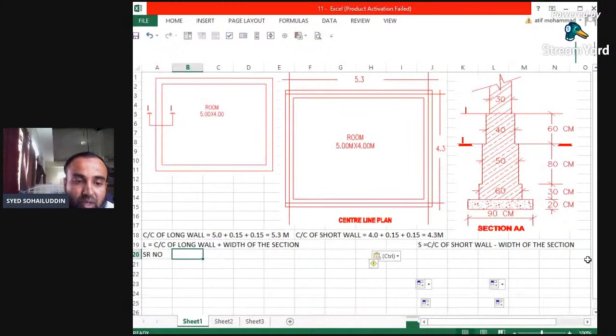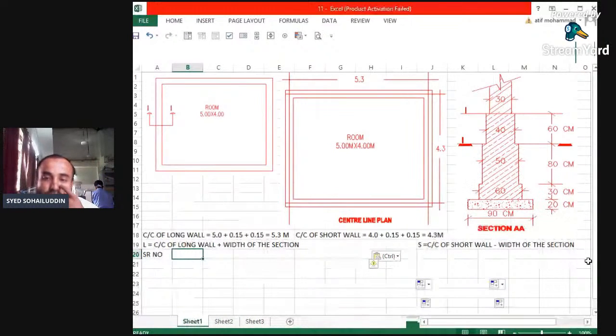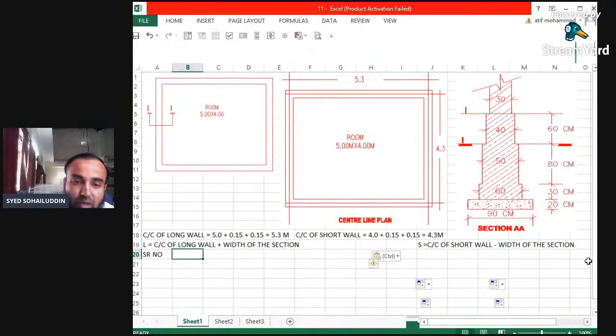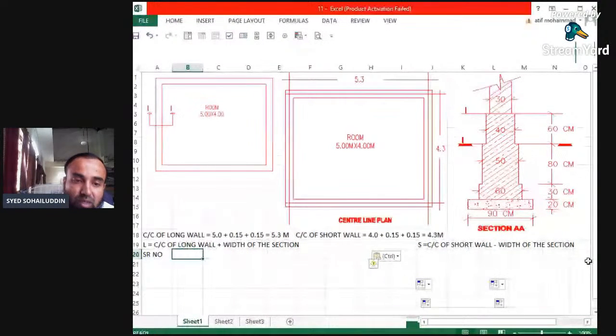In the same way, the remaining calculations are done for the second step, the same is calculated for the third step, and the same is calculated for brickwork. The same procedure is to be repeated for the second step, with the same procedure for 50 and 40 centimeters width.